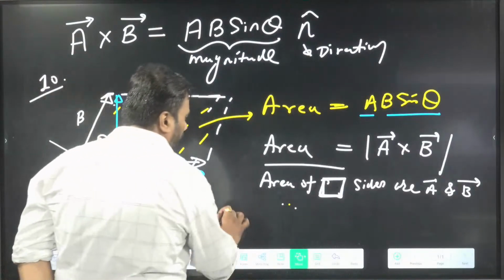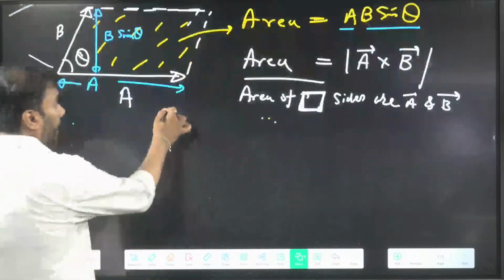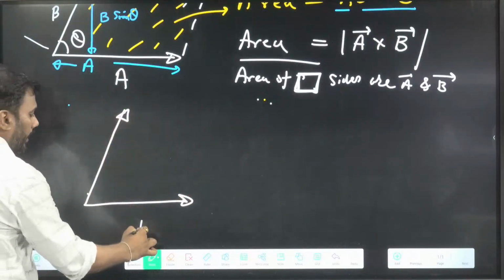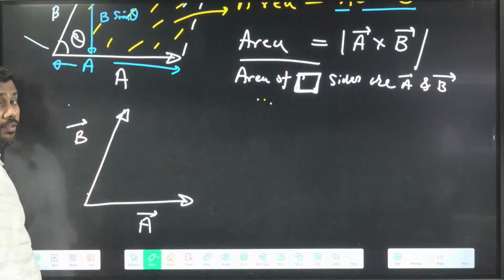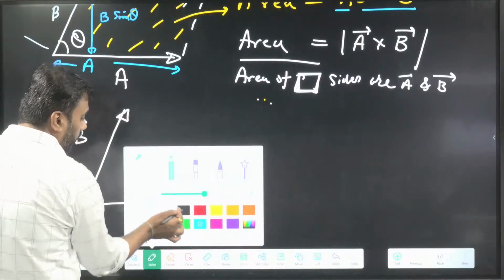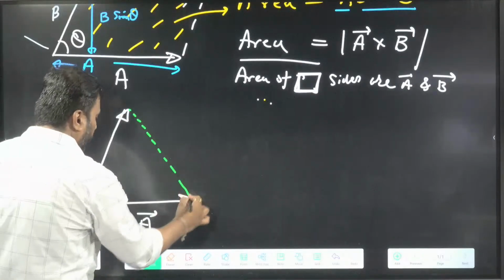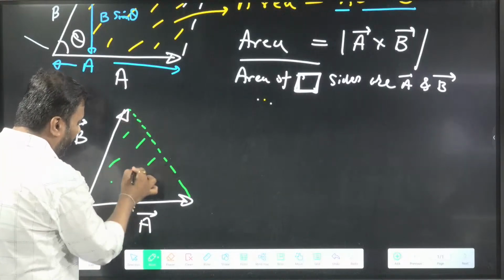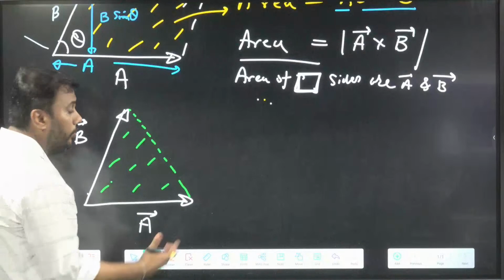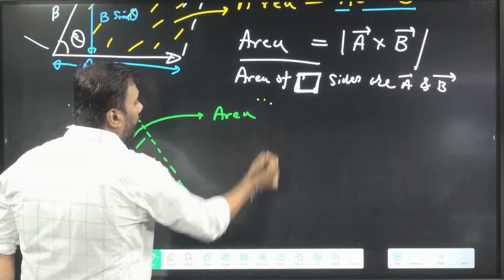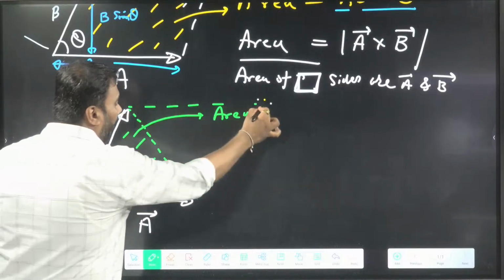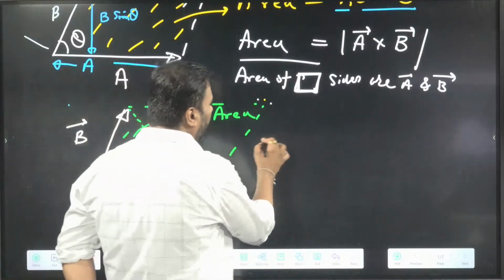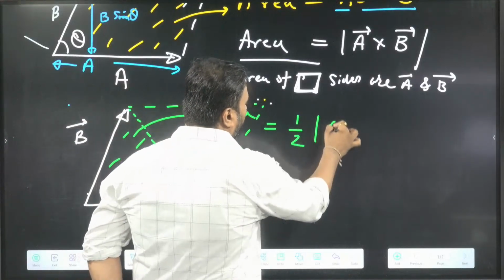But sometimes they will ask you the area of a triangle. If the A vector and B vector are two sides of a triangle and the third side is not known, how do we find the area of the triangle? This is nothing but half of the parallelogram. If you complete the parallelogram, the triangle is half of it. So the area of the triangle will be half the magnitude of A cross B.